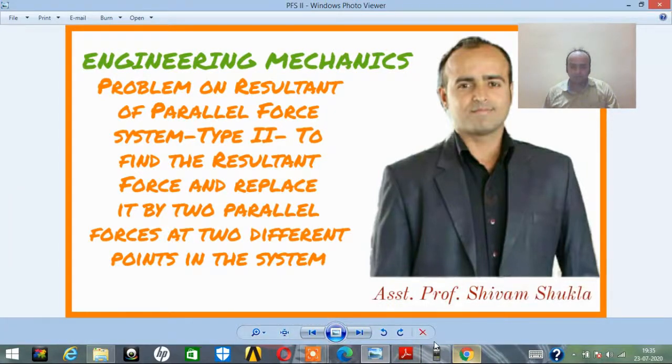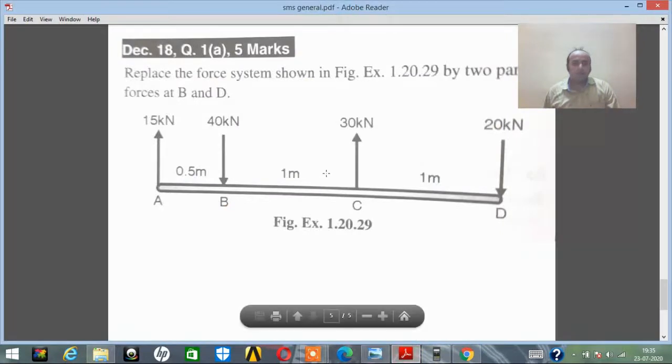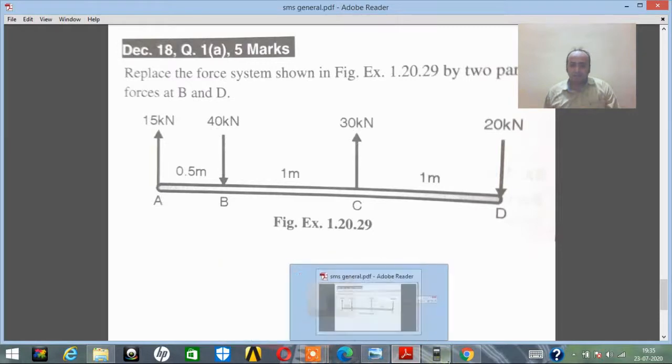Replace the force system shown in figure by two parallel forces at points B and D. Now if you can see my dear friends, this question was asked in December 2018 in question number 1A for 5 marks. So what are we supposed to find? Let us see and proceed for the problem.